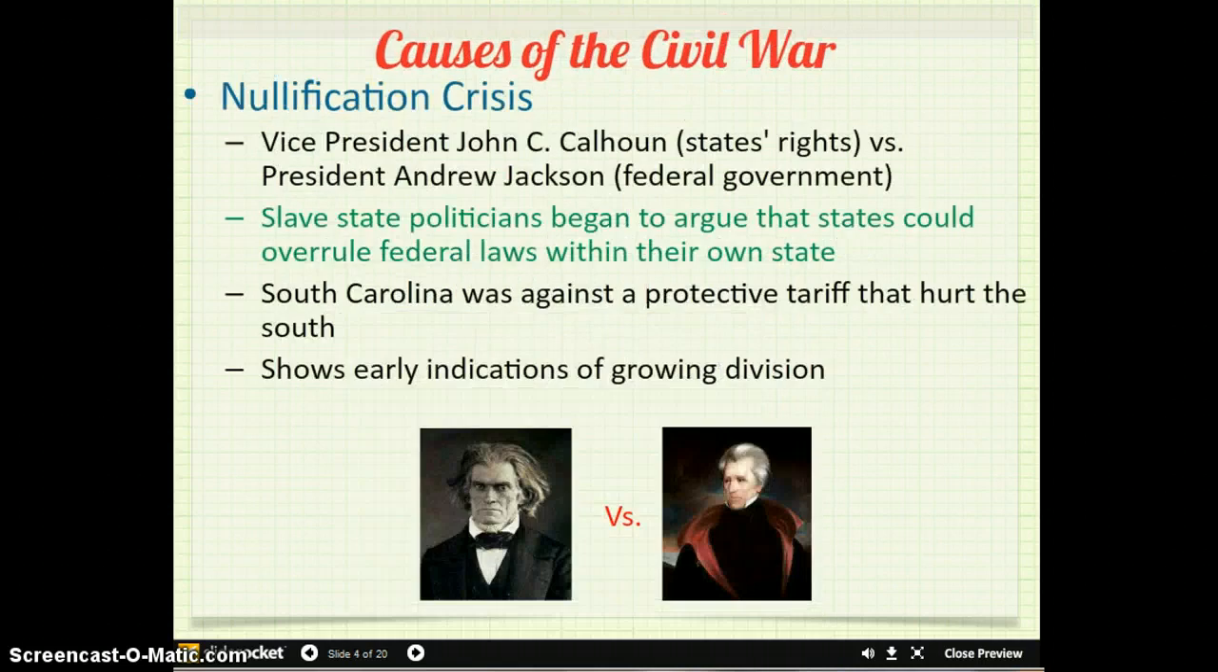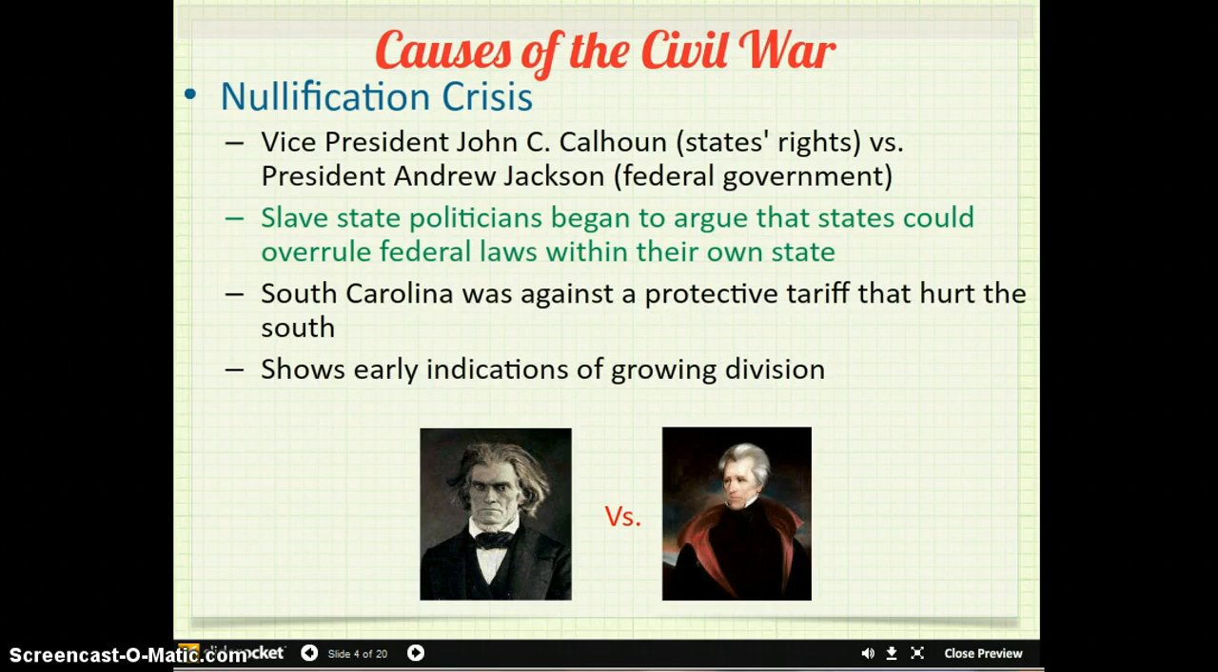The nullification crisis was between Vice President John C. Calhoun, who was an advocate for states' rights, versus President Andrew Jackson, who stood for the control and authority of the federal government. The nullification crisis was based on the idea that many slave state politicians began to argue that states should and could overrule federal laws within their own state.